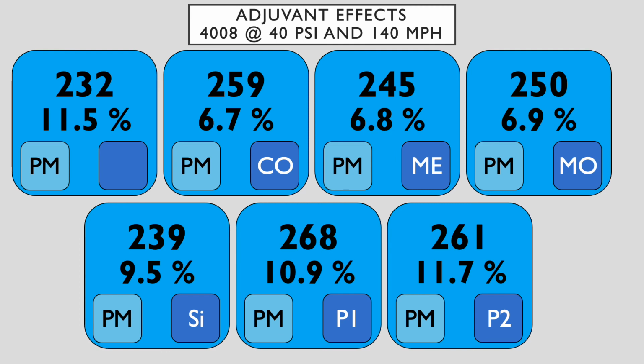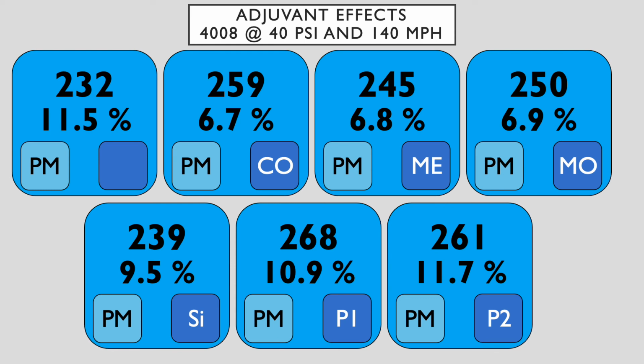As we change these solutions, if we look at the PowerMax alone, we're at about 232 VMD, 11.5% fines. Basically, all the other adjuvants that were added to that solution either moderately or quite a bit increased the VMD. We see VMDs ranging from 239 for the silicone up to 268 for one of the polymers. However, not all of them decreased the percent fines.